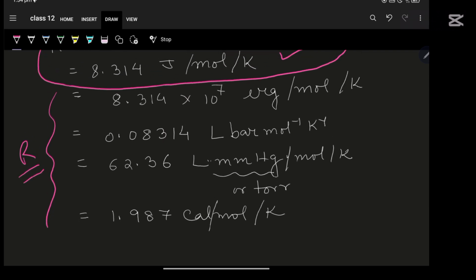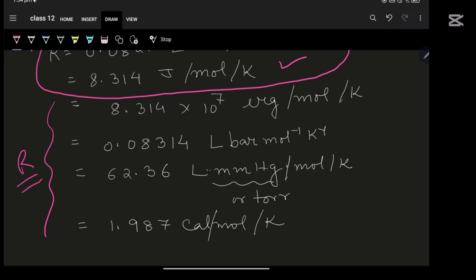So this covers up almost the most important part of the solution chapter in order to help you in solving the numericals. So bye all of you.